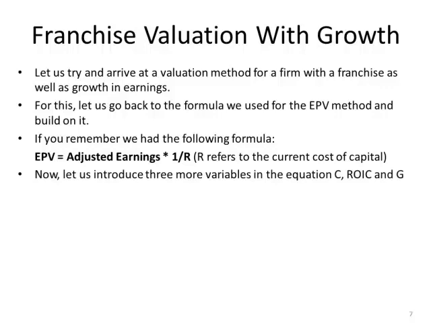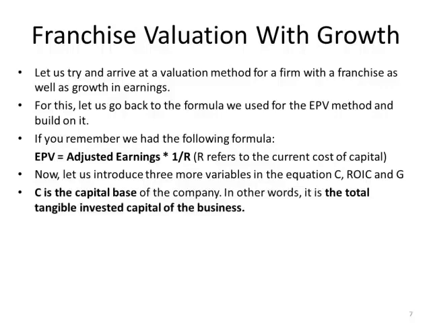So now let us introduce 3 more variables in the equation. We have C, ROIC, and G. C is capital, ROIC is return on invested capital, and G is growth. So C is the capital base of the company, right? It is the total tangible invested capital of the business. So it's how much capital they have invested.